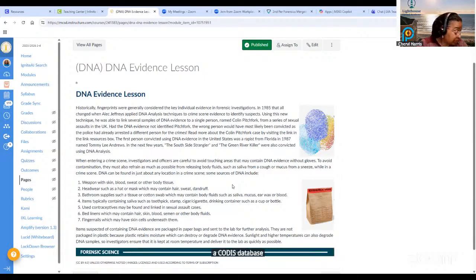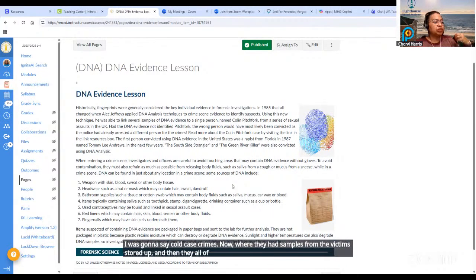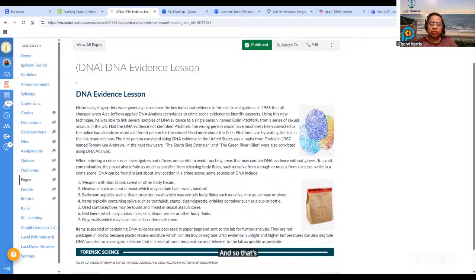Now, like I said, for cold case crimes, they had samples from the victim stored up, and then all of a sudden they have somebody else show up, another person that they just locked up the other day, and they take samples from them and compare, and all of a sudden these samples match the samples we had from 20 years ago. And so that's how they are able to match those up.